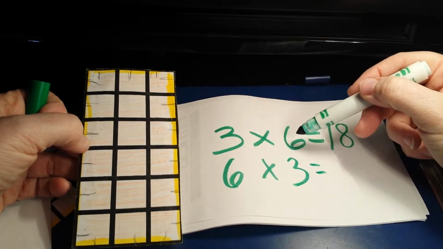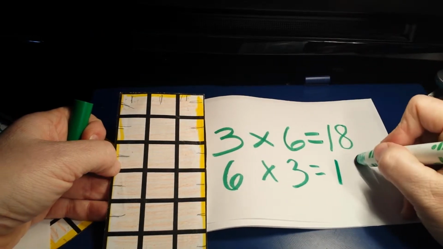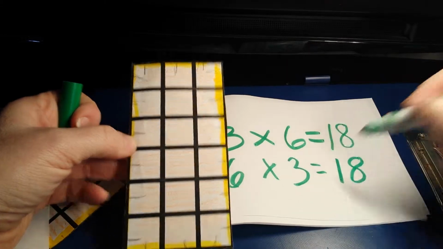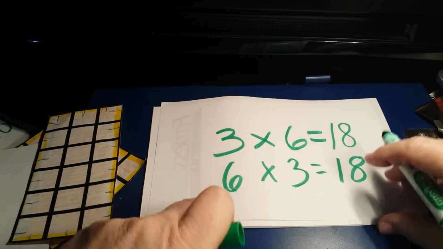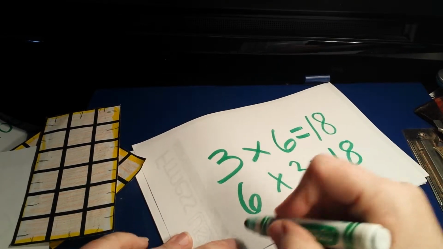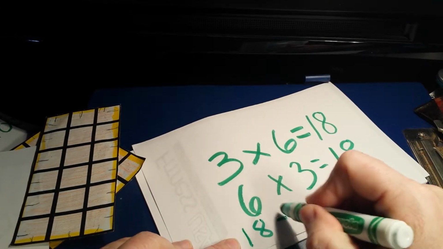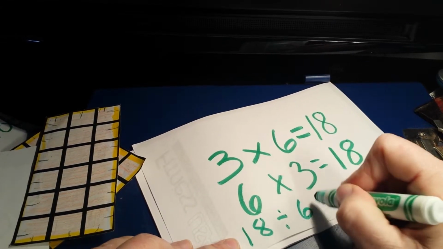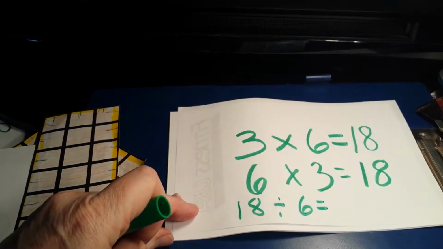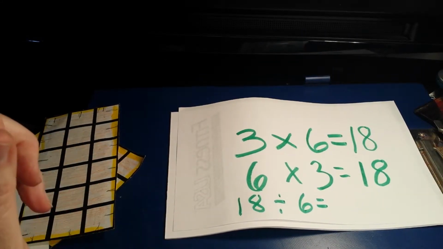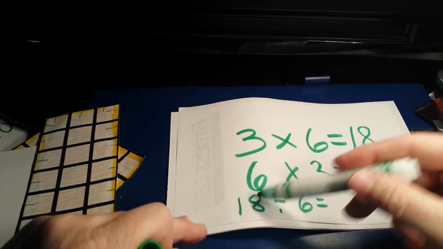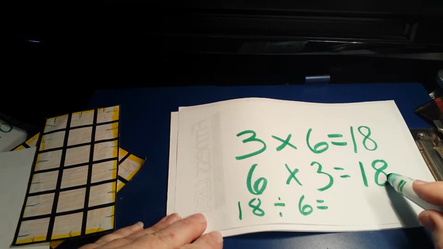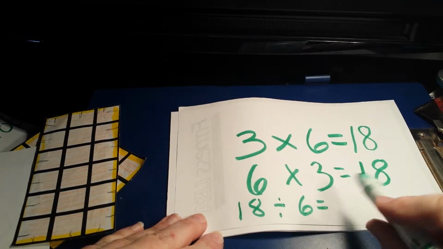Remember, we can just turn them around. This is the same answer, the same product. 6 times 3 equals 18. Let me just show you one more little thing. Now I could say 18 divided by 6. So just like addition and subtraction work together, multiplication and division work together. So 18 divided by 6 would equal 3.